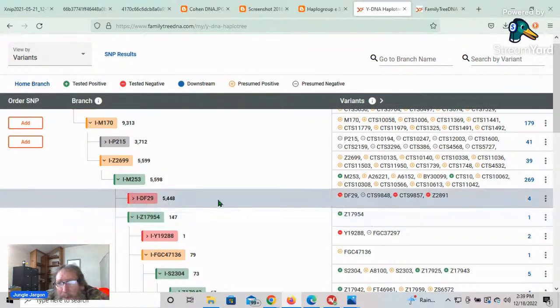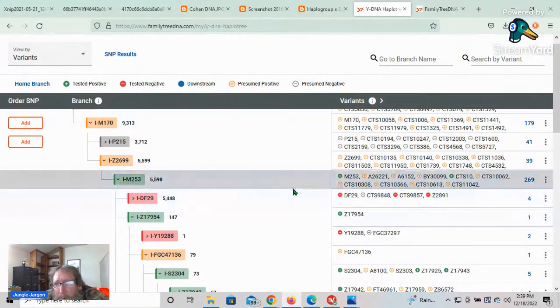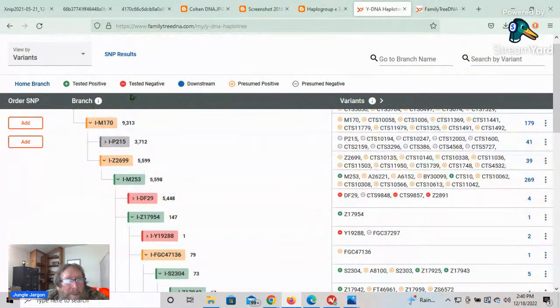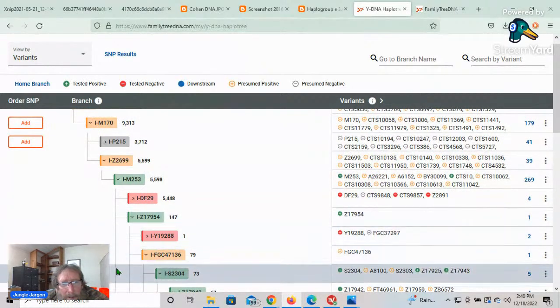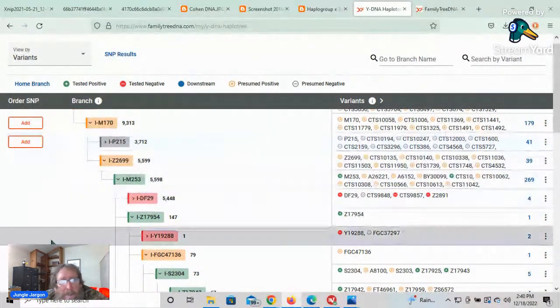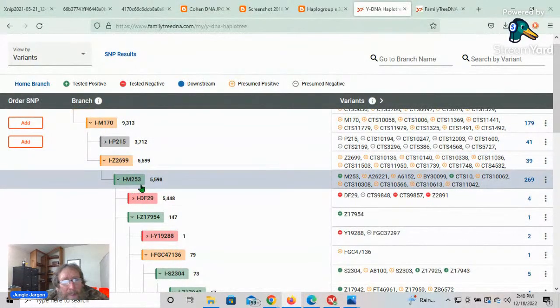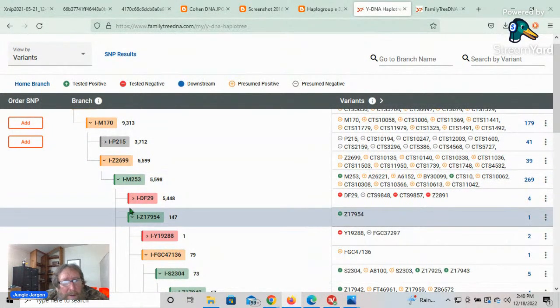And this other one, 25, where is the 125? There it is. Z17925 was the other number that's tested positive in my lineage, what I am. But anyways, it's just a subset of I-M253, but it's not this.